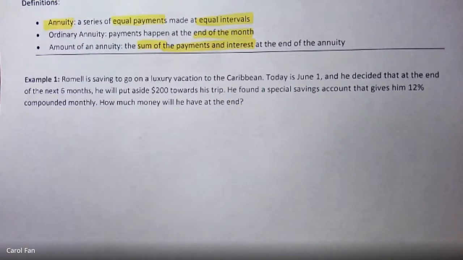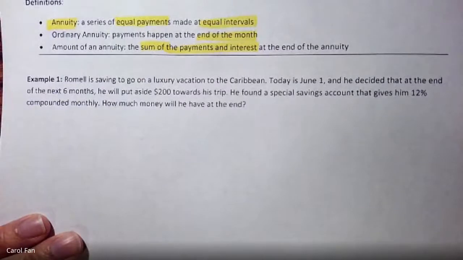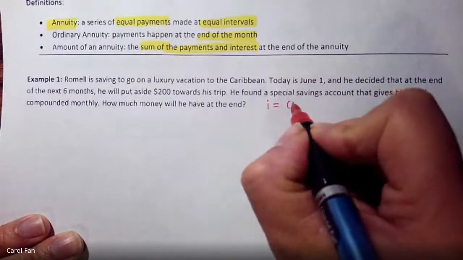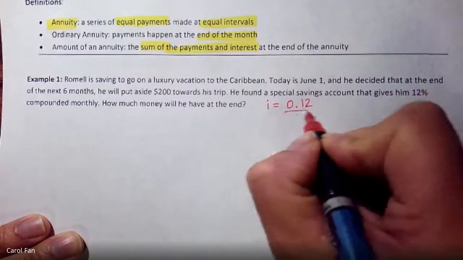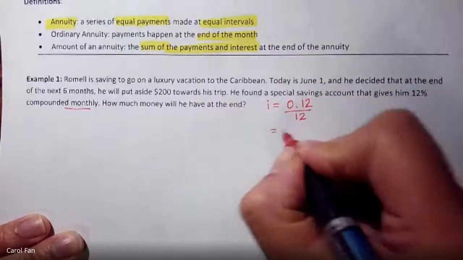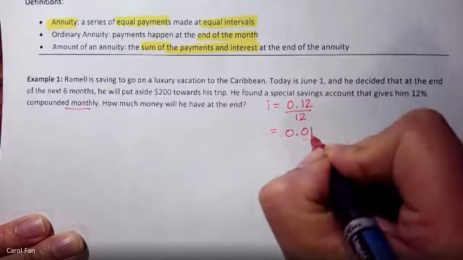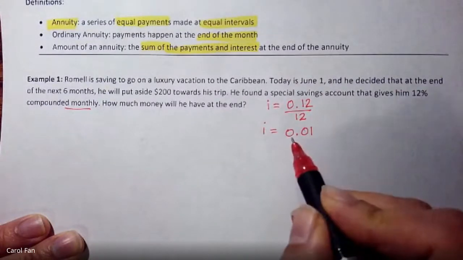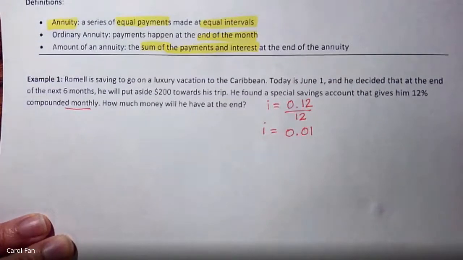Now, think about this in terms of compound interest. It's like he's saving money, but each month will have a different amount of interest by the end of the period. So before we go on, I'm going to take my interest rate of 12 and, because it's compounded monthly, divide it by 12. My interest rate per compounding period is 1% or 0.01.